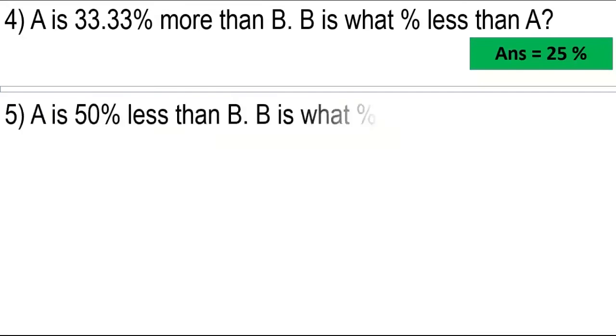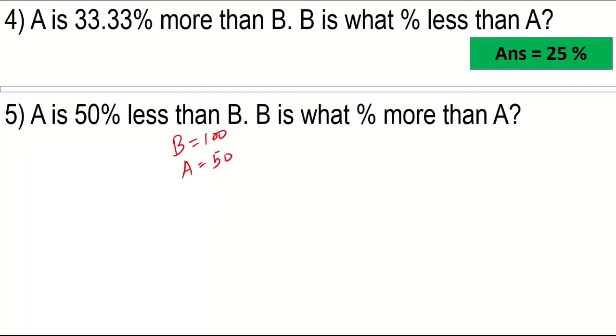Next example, A is 50% less than B. B is what percent more than A? Similar example, A is 50% less than B. B 100, A 50. B is what percent more than A? So it's B minus A upon A into 100. So 50 over 50 is 100%.